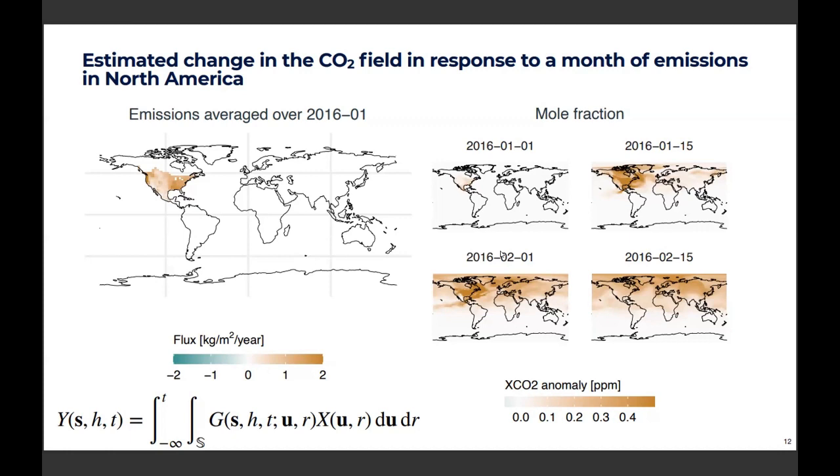So on the left is a pulse of emissions that only occurs in roughly the continental United States. Okay, so you just emit for a month, and on the right is the response in the mole fraction field, so you can get a sense of what happens. You can barely even see what's happening at the very first day, and then 2 weeks later, you can see it starting to spread around the hemisphere, and then it's only a month of emissions, so after a month, it's actually really spread around.